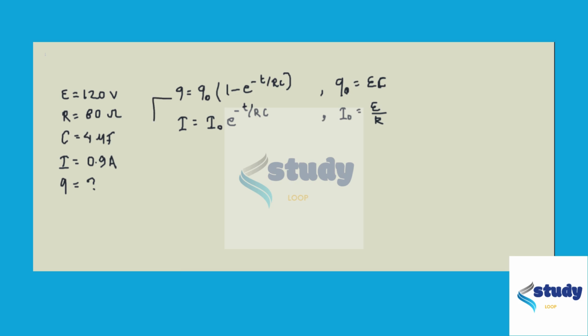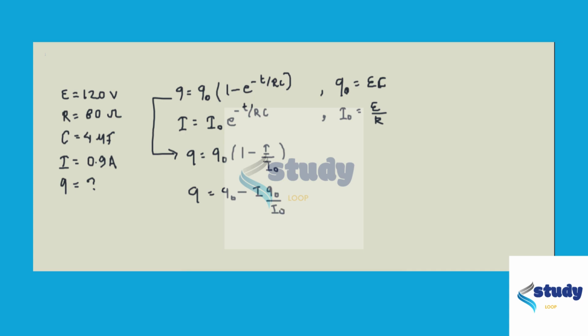So this becomes Q equals Q naught times 1 minus, e to the power minus t by RC is I by I naught. Isn't it? So Q equals Q naught minus I times Q naught by I naught.